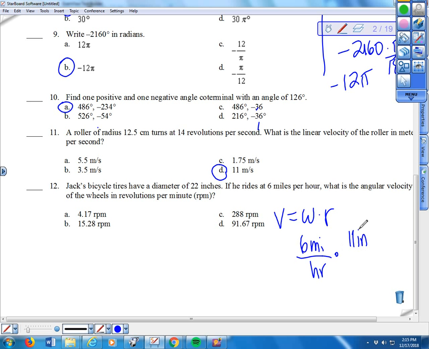Times, I want minutes. A lot of times I get my answer just by dimensional analysis, just trying to figure out what crosses out. And then revolutions, so I want revolutions at the end, so I'm going to say 1 revolution is 2 pi radians.